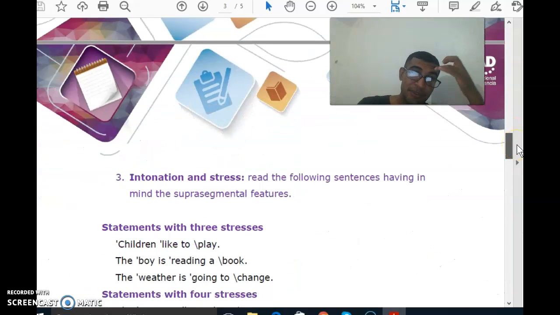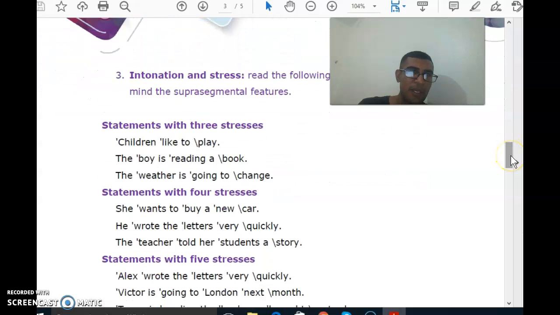Exercise number 3, intonation and stress. Read the following sentences, having in mind the suprasegmental features. Statement with 3 stresses. Children like to play. The boy is reading a book. The weather is going to change.